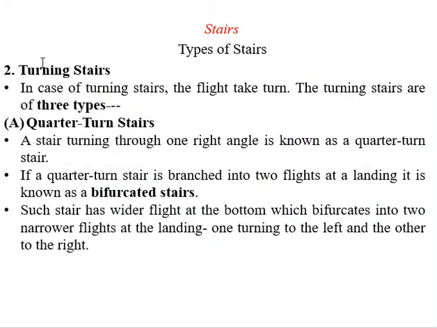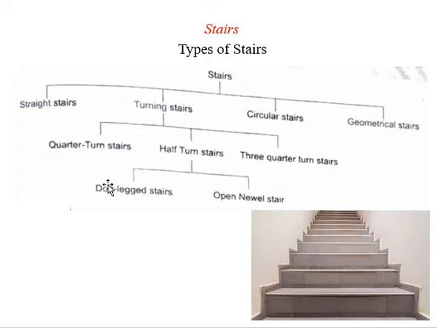Depending upon by how much angle we turn, they will be either quarter turn, half turn, or three-quarter turn stair. We will first go through the quarter turn. Quarter means 1/4, half means 2/4, and three-quarter means 3/4. In this we are turning by 90 degrees, in this we are turning by 180 degrees, in this we are turning by 3/4. Depending upon what angle we are turning, either 270, 180, or 90 degrees, we have categorized the turning stair into these three categories.